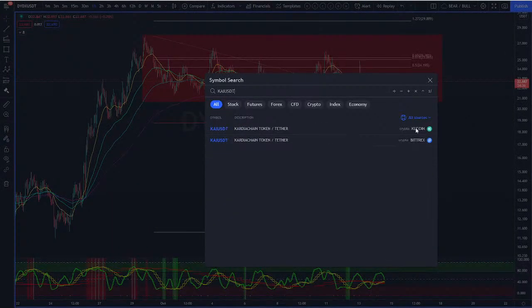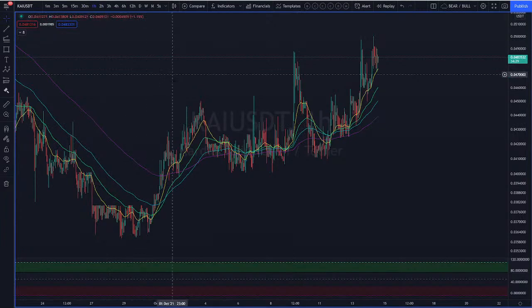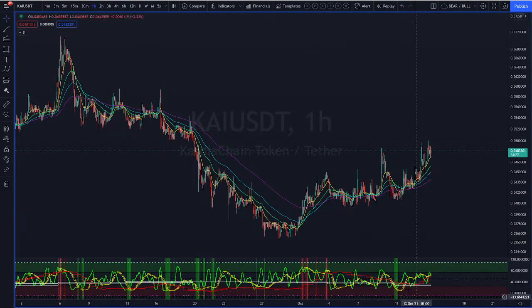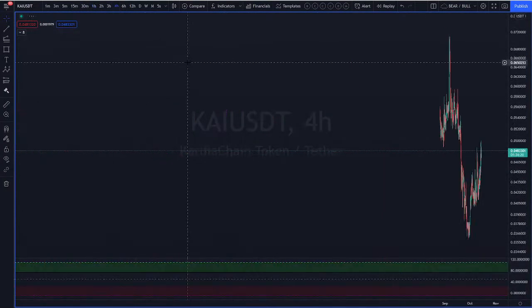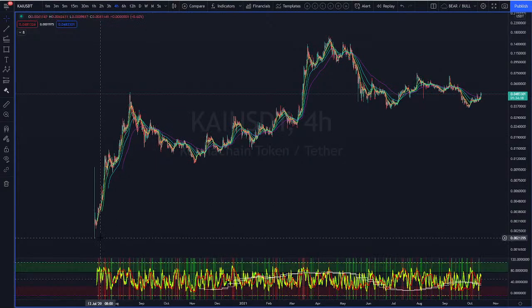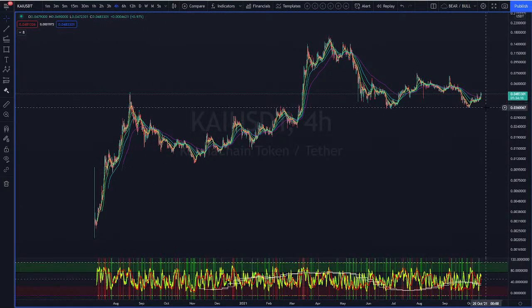KAI USDT. I am not familiar. Cardia chain. I've never heard of this before. This is all completely new for me. I would say it actually doesn't look bad. It really doesn't look bad. How much history does this guy have? Quite a bit. Yeah, no, this really doesn't look bad.